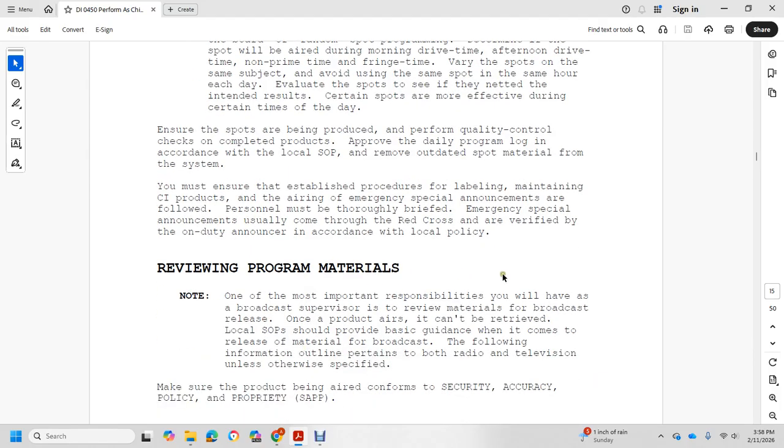Note, one of the most important responsibilities you will have with the broadcast supervisor is the review of material for the broadcast, released once for the product area that it can't be retrieved. Local standard operating procedures should provide basic guidance when it comes to release of the material for broadcast. The following information outline pertains to both radio and television unless otherwise specified, to make sure the product aired conforms to security, accuracy, policy, and priorities.